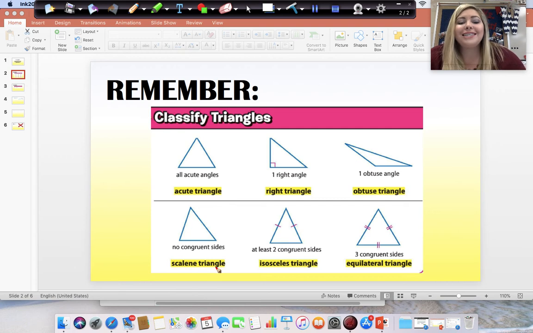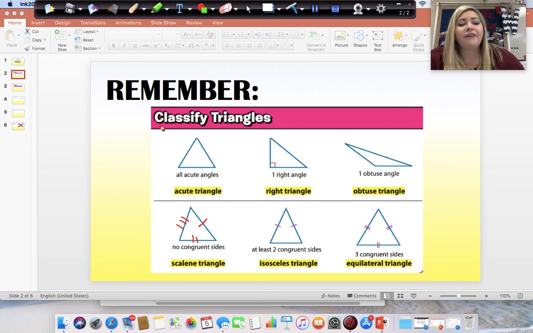A scalene has no congruent sides. They're all different, and sometimes they'll show it by these lines. If these lines are all different numbers, then that shows that all three sides are different sizes, and so they are scalene. At least two congruent sides means it's an isosceles triangle. That's how we say that word, isosceles. And if all three sides are equal, then it is called an equilateral triangle.